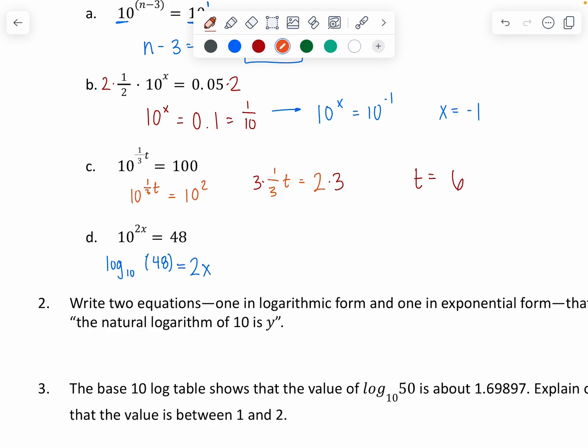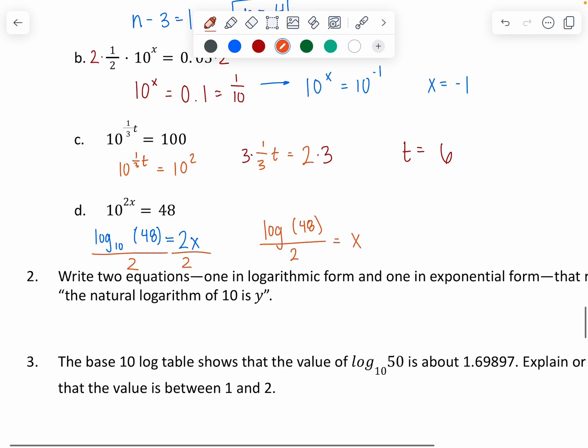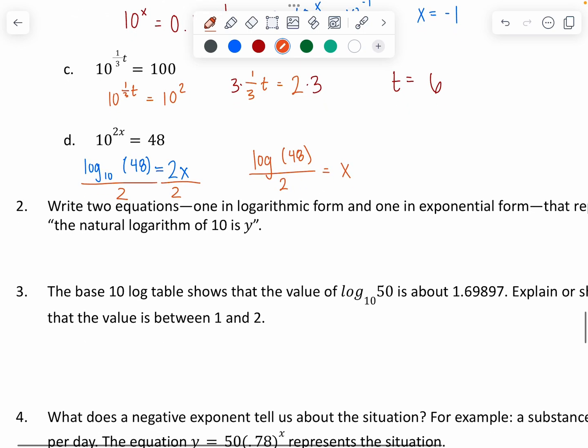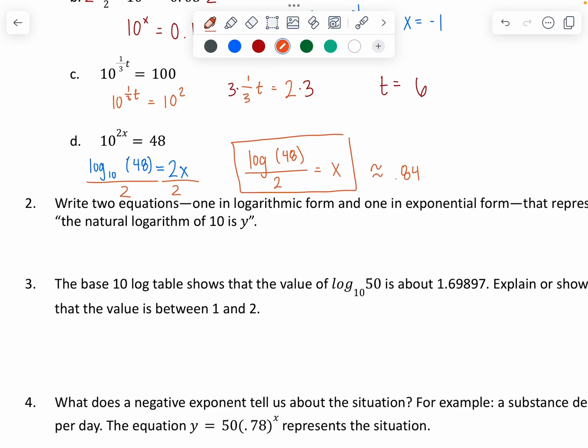And then to get the x all by itself, divide by 2 on both sides. So log base 10 of 48 divided by 2 is equal to x. And you can type that into your calculator since it's a base 10, but you don't necessarily need to. If you do, it should be approximately 0.84. But the exact answer is perfectly acceptable.